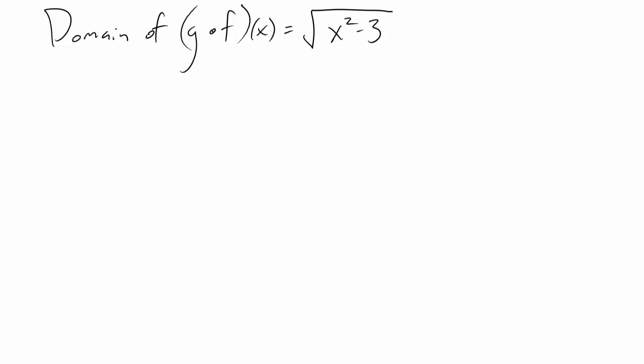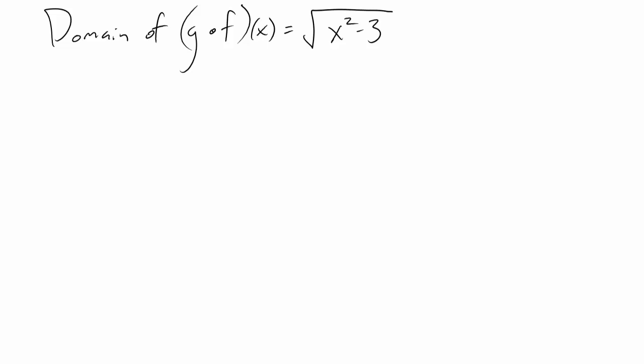Right here we're trying to find the domain of g composed with f of x, which we found to be equal to the square root of x squared minus 3. So what we're going to do here is, like we would for any other question about finding a domain, look for values of x that don't work and say it'll be everything except those. As it stands, there's no real problem with the x squared minus 3, so things are looking pretty good there.